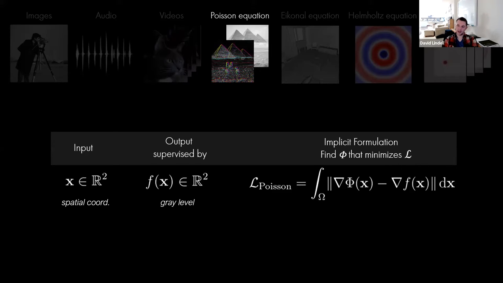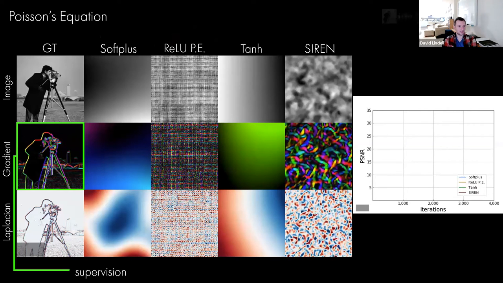So for a forward pass, we perform a forward pass through the network, predict the output, and then we calculate the derivative of the output of the network with respect to the input coordinate, which gives us the gradient. Then we calculate in our loss function the difference between that gradient value and the image gradient, and we backpropagate through that whole computational graph to update the network weights. And when we do this, we find that we can indeed solve the Poisson equation. So you'll see some examples of this.